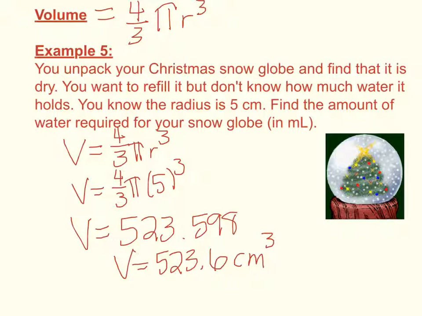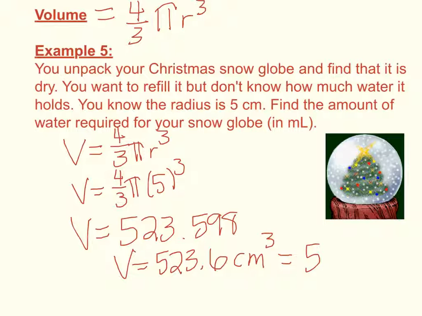Now they wanted the volume in milliliters. And we talked about this earlier in class when we were finding the volume of other shapes. We said centimeters cubed, how does that compare to milliliters? Is it 1 to 1? Is it 1 to 2? Is it 1 to 4? Can you remember? If you said 1 to 1, you're correct. So in other words, 1 centimeter cubed is the same as 1 milliliter. So it's a pretty easy conversion.